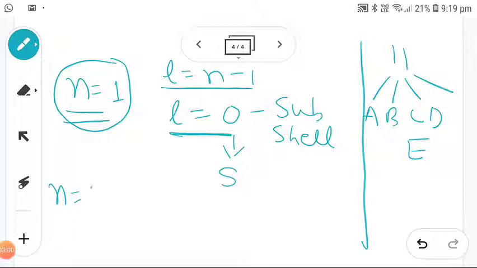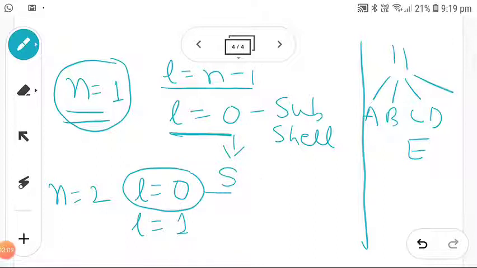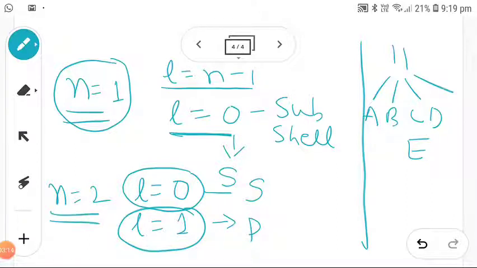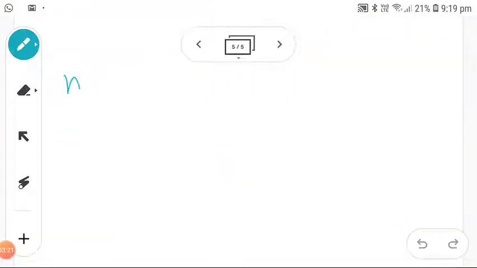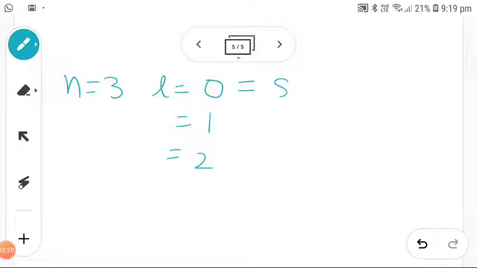Similarly, when n is equal to 2, l will be 0 and 1. Since l = 0 is named s and l = 1 is named p, when n is equal to 2 you have the subshells s and p. Similarly, when n is equal to 3, your l value will be 0, 1 and 2. They will be named s, p and d. These are your three subshells.